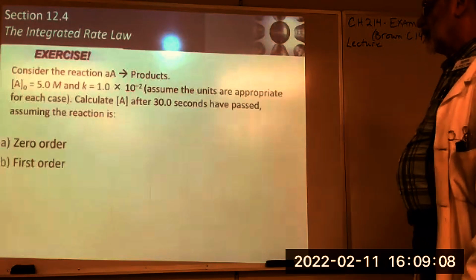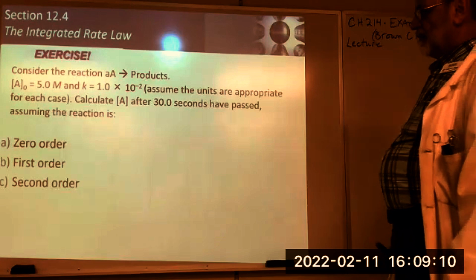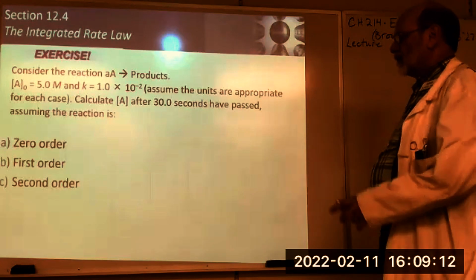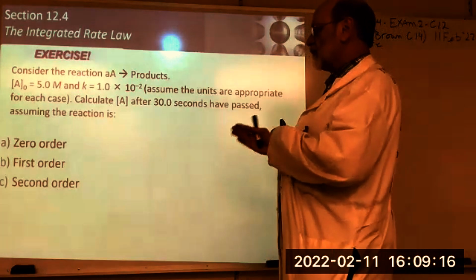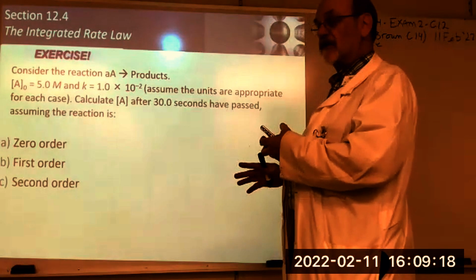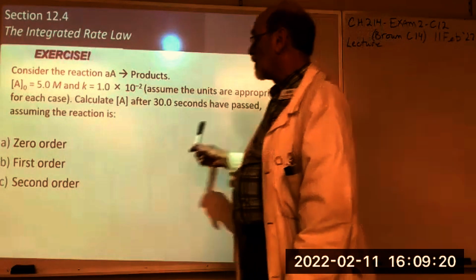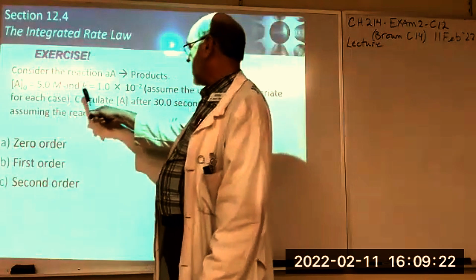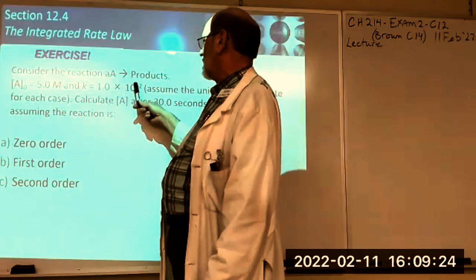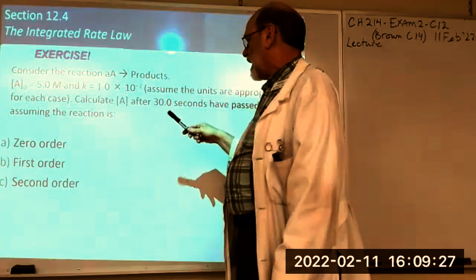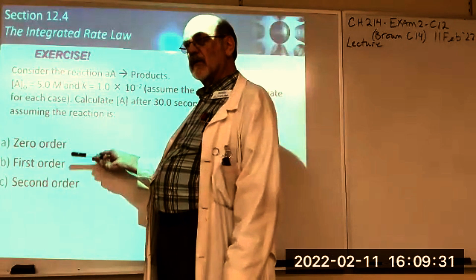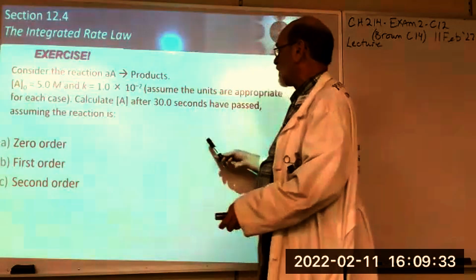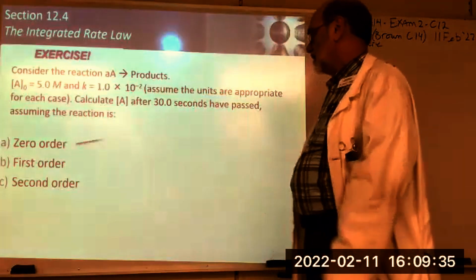Okay. So this exercise gives you a feel for what zero, first, and second order mean to a reaction. If you start off with 5 molar A and the K value is this, and the only thing you change in that rate law is the order, zero, first, and second, what does that mean to the outcome after 30 seconds?